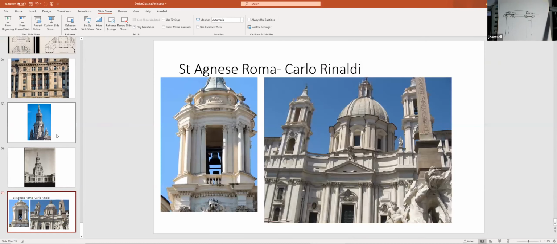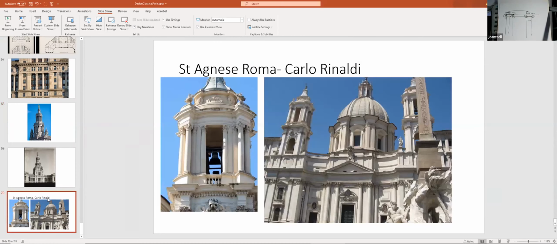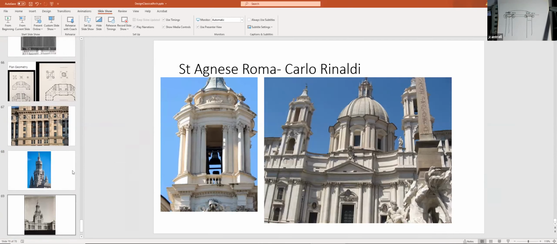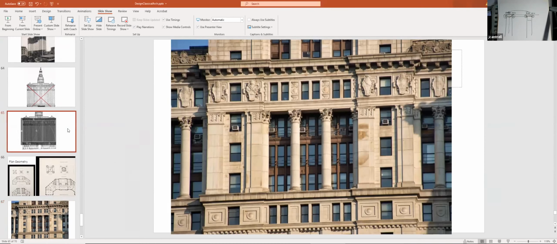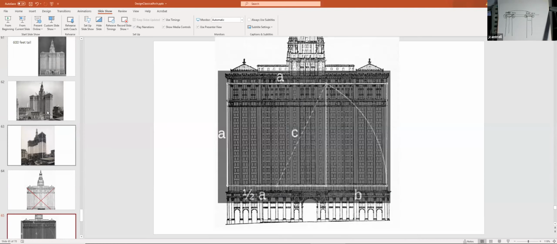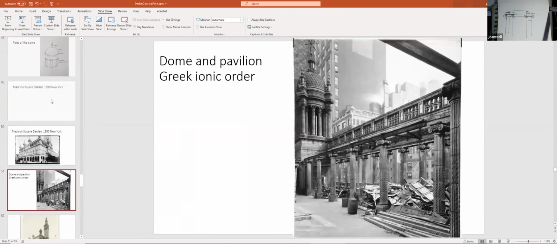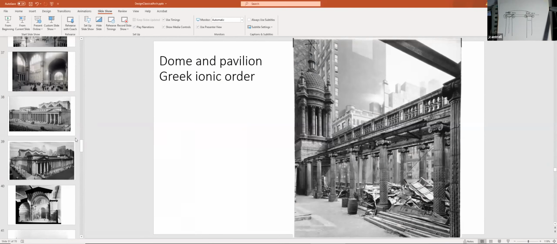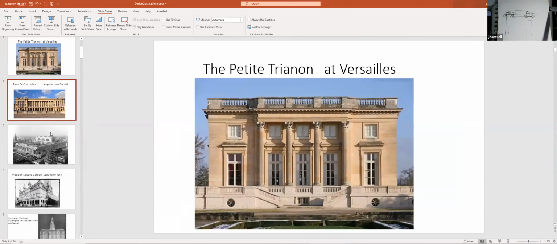So again, we can see the playful language of the columns and the domes are loosely based on the church of St. Ignatius in Rome, Italy, by Rinaldi. So what I'm showing you in the lecture is a range of large, enormous scale buildings using a similar classical language of architecture, medium scale buildings, and of course, small scale buildings like the small pavilion we saw earlier at the beginning of the lecture.